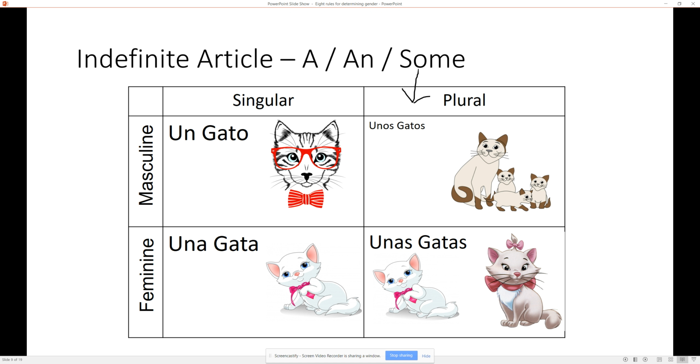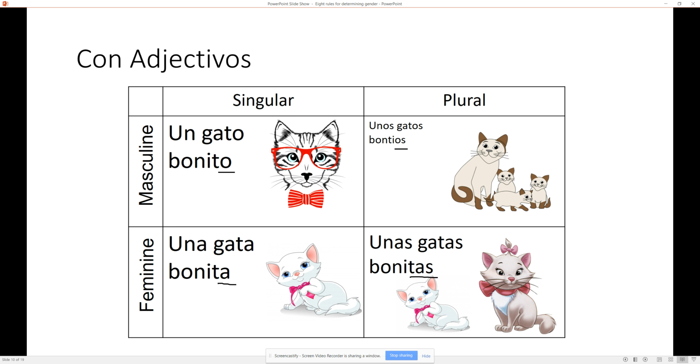So when it has an S at the end of the word to indicate it's plural, we had to add an S at the end for indefinite articles. And we need to do the same thing with adjectives. Now, note that adjectives go usually after the noun. So we have here a pretty cat, un gato bonito, or una gata bonita, unos gatos bonitos, and unas gatas bonitas. So all three, article, noun, and adjective, have to match for gender.